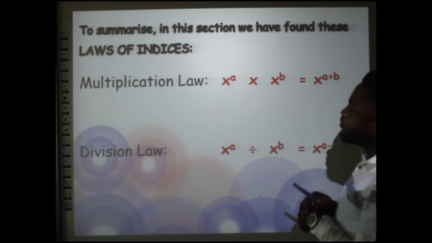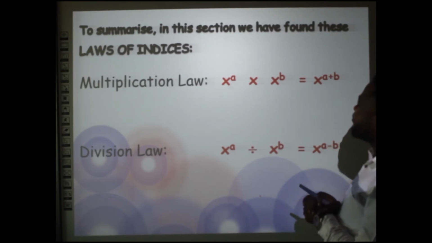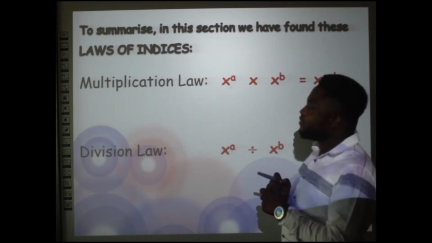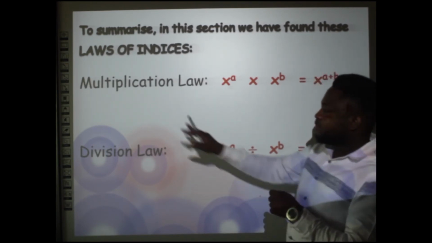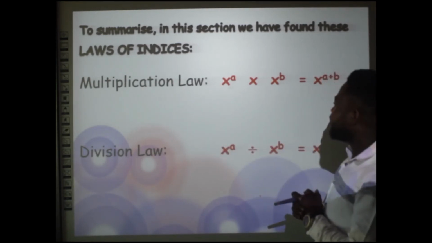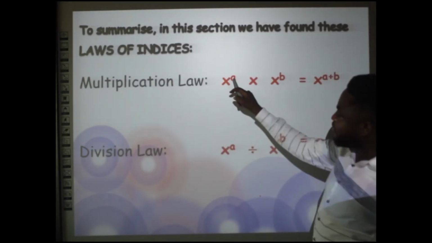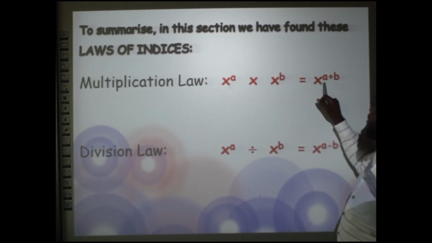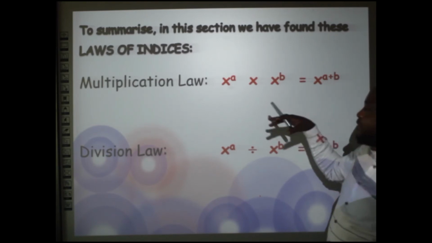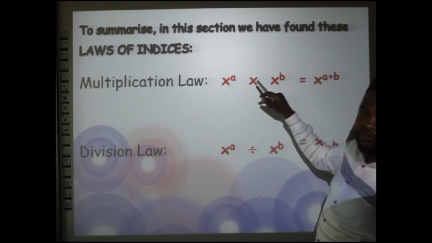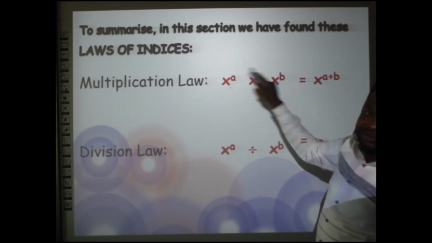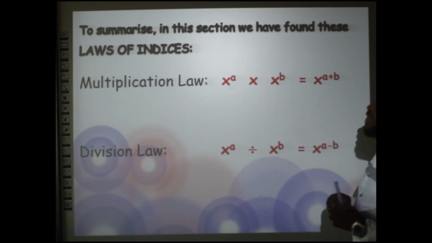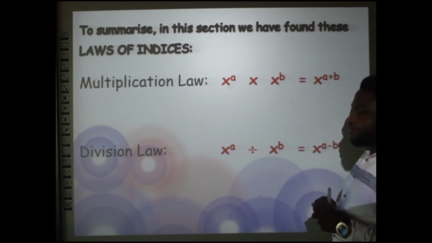Now, the summary. To summarize in this section, we have found these laws of indices. Okay, here the multiplication law. For instance, we have x raised to the power of a multiplied by x raised to the power of b. That will give us x raised to the power a plus b. That means this operation here, multiplication, will make us add the what? The powers. Okay, so it has to be x raised to the power a plus b. x will represent any given number.